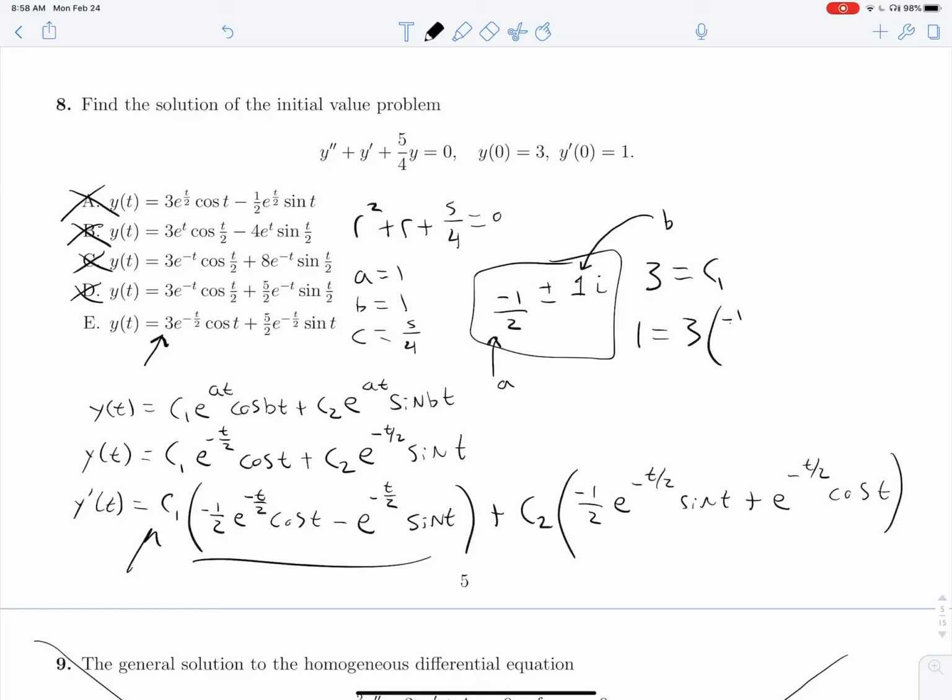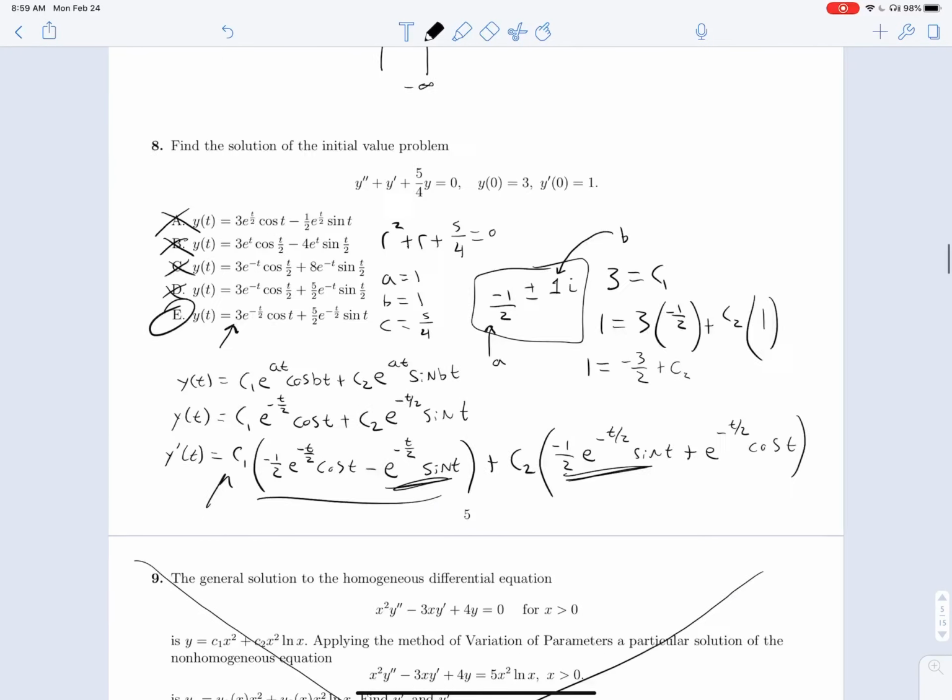So negative 1/2 e to the 0 cosine 0 is negative 1/2. This bit, anything with a sine in it is going to go to 0, plus C2, this bit has a sine, so we can disregard it, times 1. And we see that 1 equals negative 3 over 2 plus C2, so C2 is 5 over 2. So I almost didn't do that. I'm glad I went through and did the work, and we've proven why that answer choice is correct.